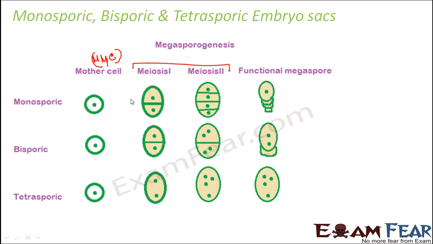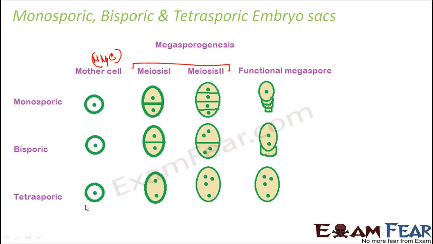So in case of monosporic, what happens? At the end of meiosis 1, it divides into 2 halves. 2 halves in the sense that a cell plate divides this one nucleus into 2 nuclei. If you look at this carefully, at the end of meiosis 1 the output is the same in monosporic as well as bisporic. It seems that everything will happen like this. But by the end of meiosis 2, in case of monosporic, it got divided into 4 haploid nuclei. But in case of bisporic, it just got divided into 2, each containing 2 haploid nuclei.